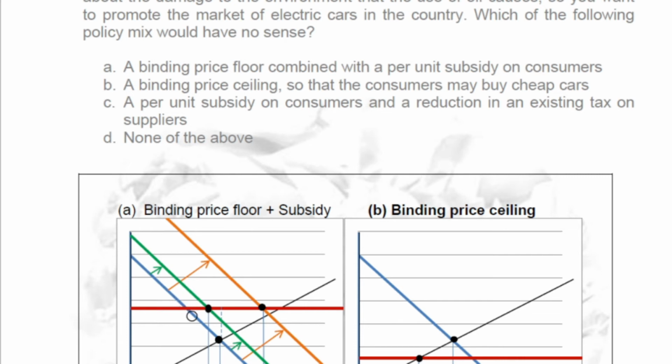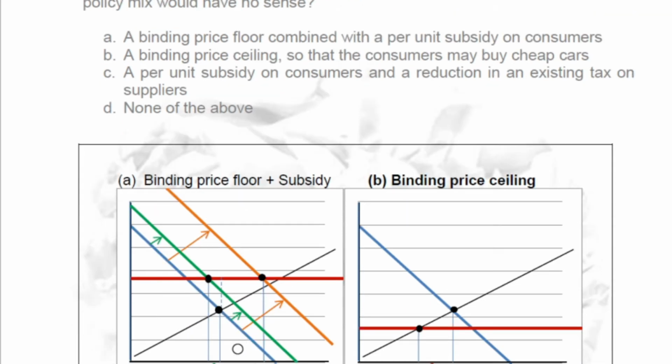If the subsidy is small, this situation could happen. The initial quantity exchanged is this one. It could happen that the quantity exchanged is less, and it could also be higher if the subsidy is high enough.